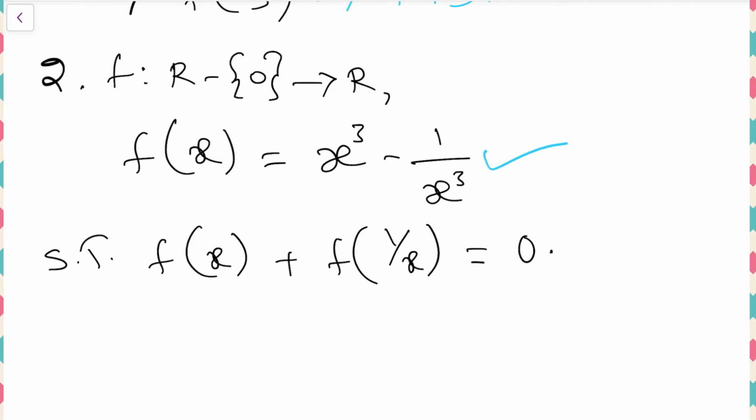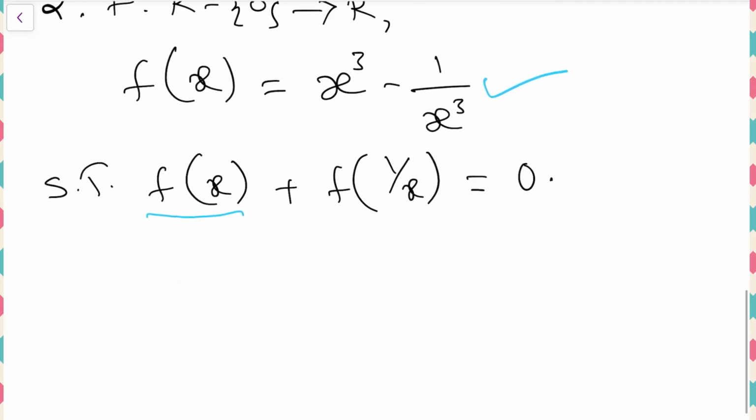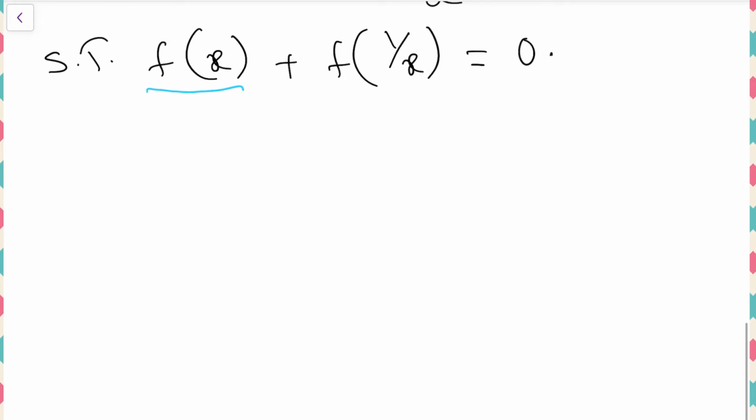So this is the given function. First of all, first I am going to check f of x. f of x is nothing but the function as they gave it, that is x cube minus 1 by x cube.